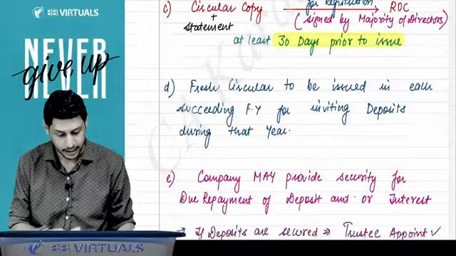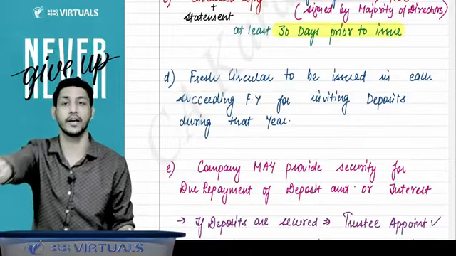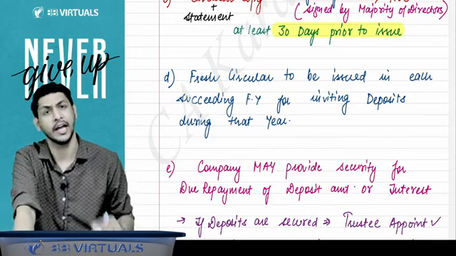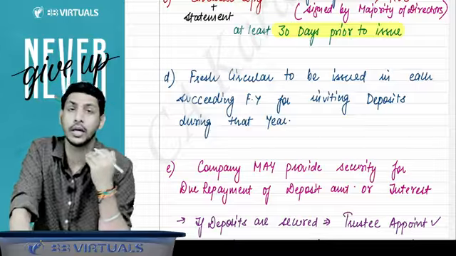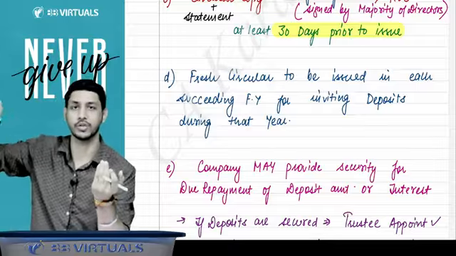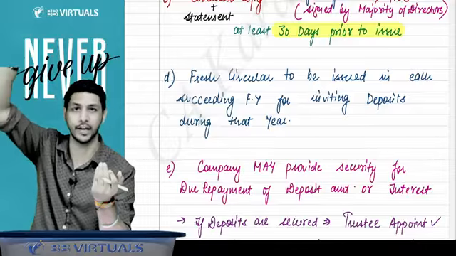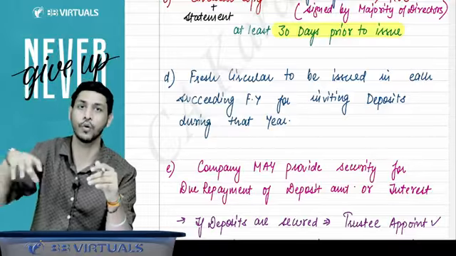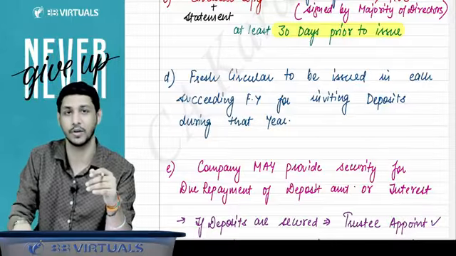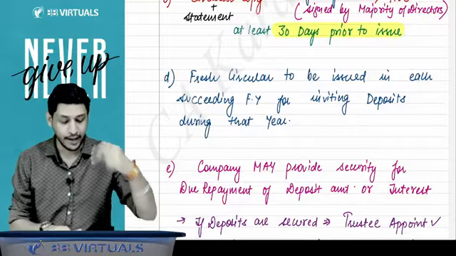and it must be signed by the majority of directors. Then the fourth condition is that if you need to accept deposits, for every financial year, every next year you have to issue a fresh circular. It is not like you issue a circular once and now you can accept deposits for an infinite period of years. No, it's not like that. If you want to raise deposits again and again, you have to issue a fresh circular again and again in every financial year.